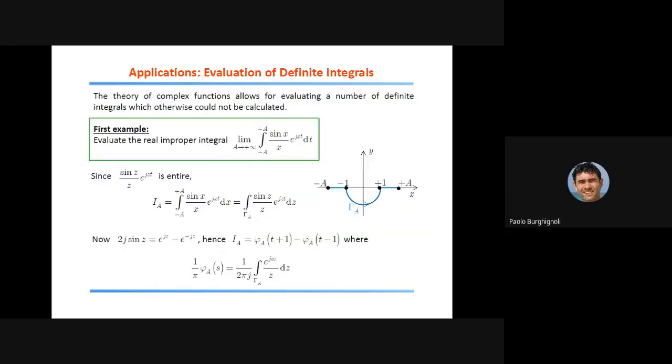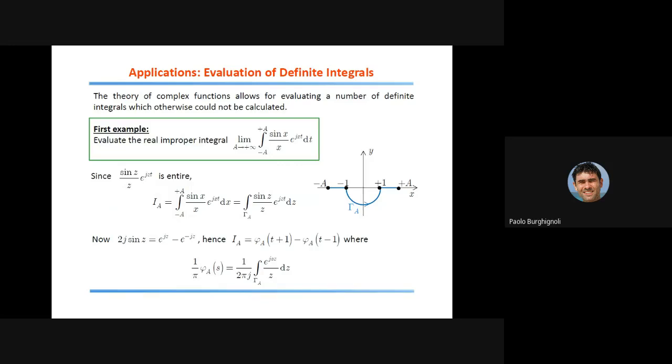Okay, thank you. Let us give an example of using the residue theorem for the calculation of some integral. For example, we could wish to calculate this improper integral, the integral from minus a to plus a of sine x over x times the exponential e to jxt with respect to x, and then let a go to infinity. So this is an improper integral along the entire real axis of the sinc function times the exponential. So it's the Fourier transform, actually, of the sinc function, which we know, of course, very well is the rect function.